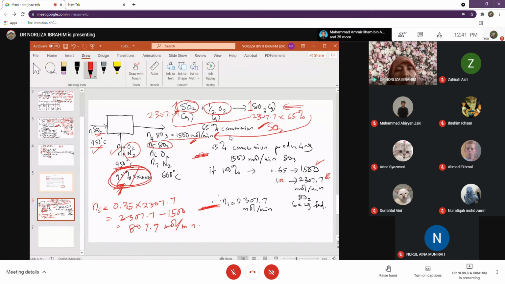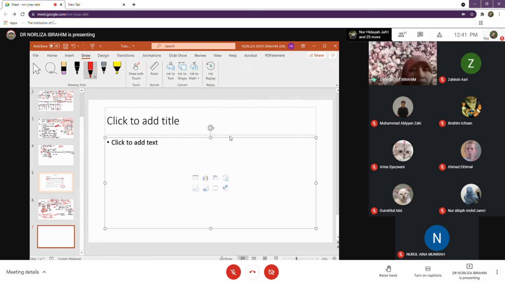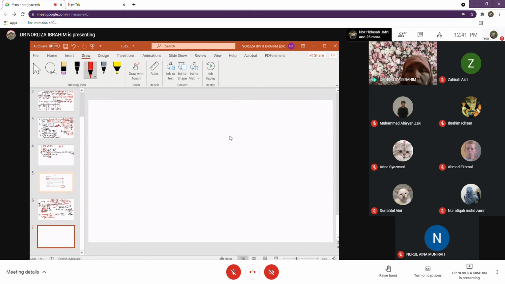Now you're left with N2, N3, N6, N7. But N7 and N3 have the same value because nitrogen is just an inert gas, right? So it's just there in the reaction, but nothing happened to the nitrogen. So if you can recall the formula of excess, anybody who still remembers the formula for the excess? What is the formula? Anybody? Nobody dares to answer.